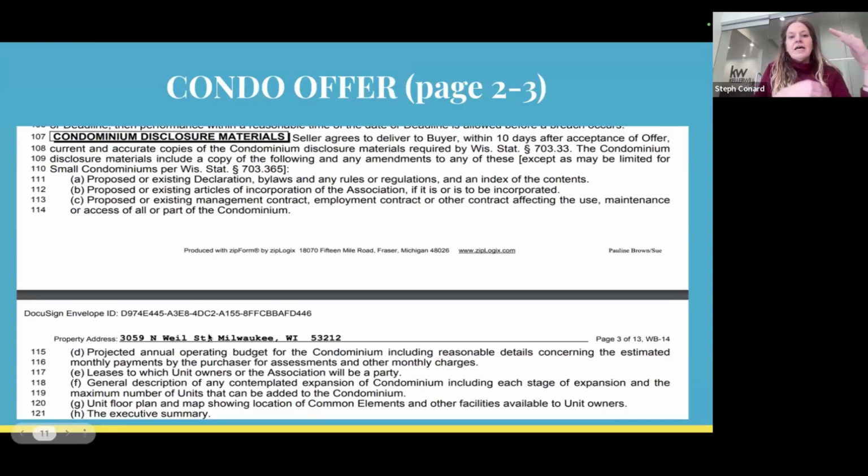There are a set of standard documents that are exchanged in a condo sale: the existing declaration, bylaws, and rules and regulations, the existing articles of incorporation, existing management contract, projected annual operating budget, leases, general description, unit floor plans, and the executive summary if applicable. So again, this is that standard stuff that a buyer would expect to receive in a sale.